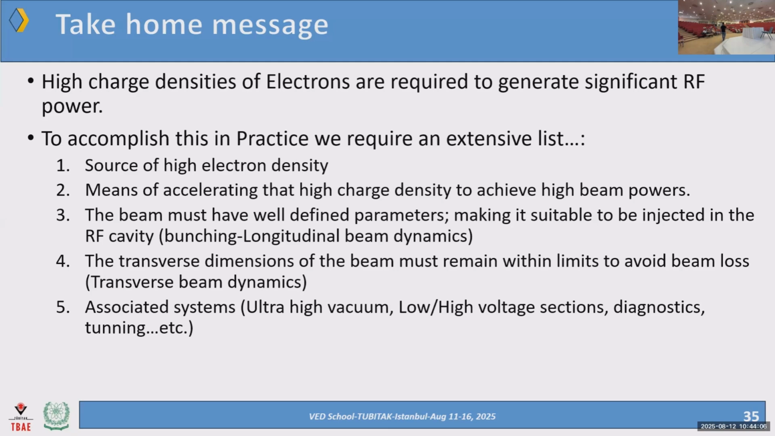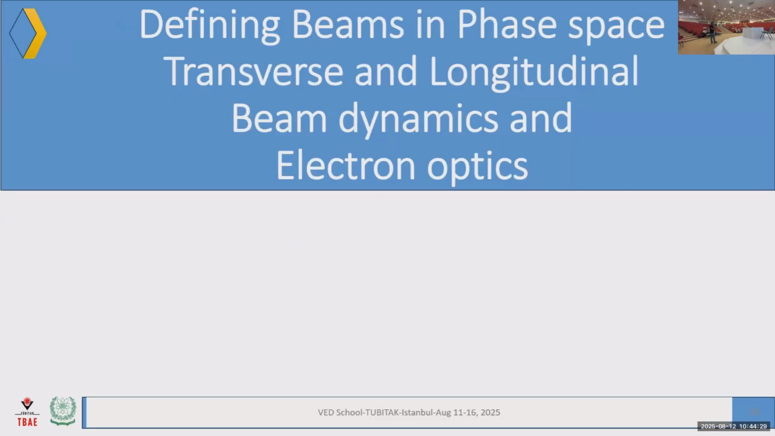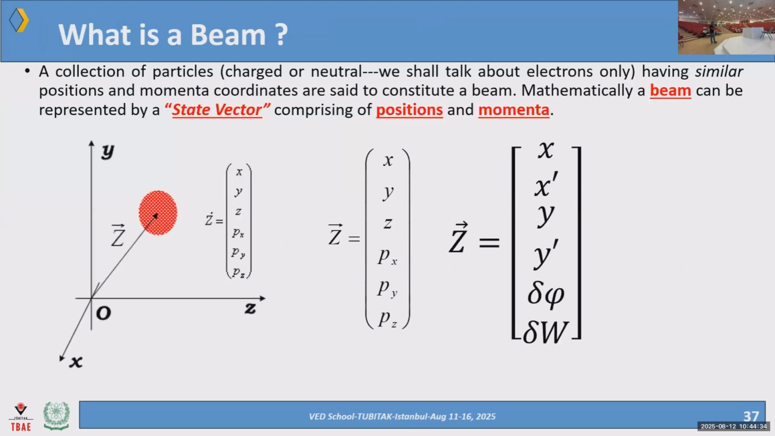Perhaps you have noticed that without mentioning it, I have changed my word from electron to beam. Maybe it's inevitable, or it's just coming from my intuition. Not every electron bunch is a beam. Beam has a very particular definition, and any discussion about beam dynamics should actually start with the definition of what a beam is. How do we define a beam?